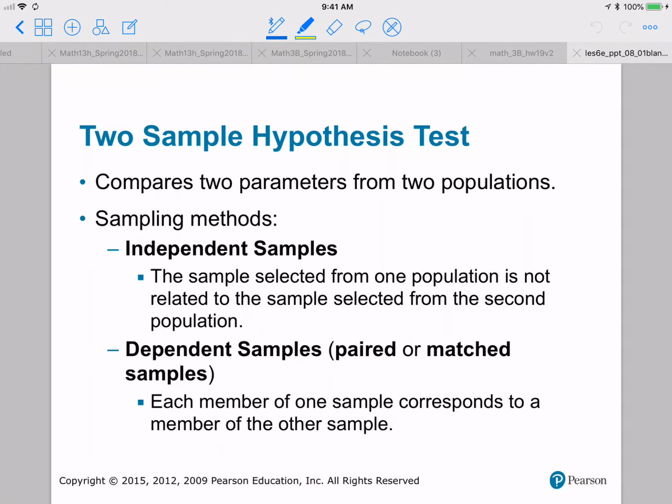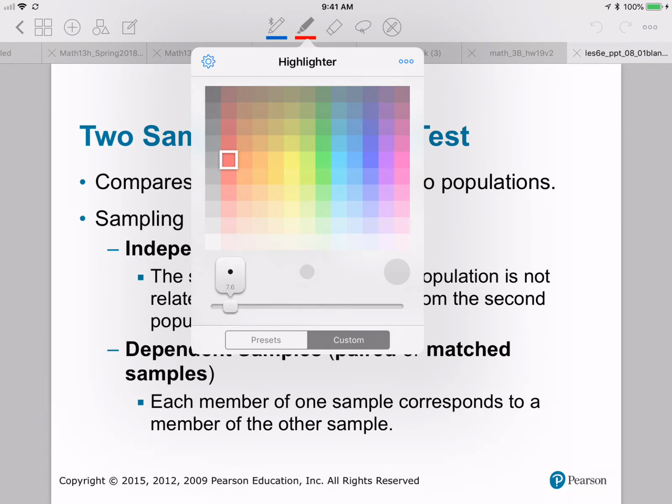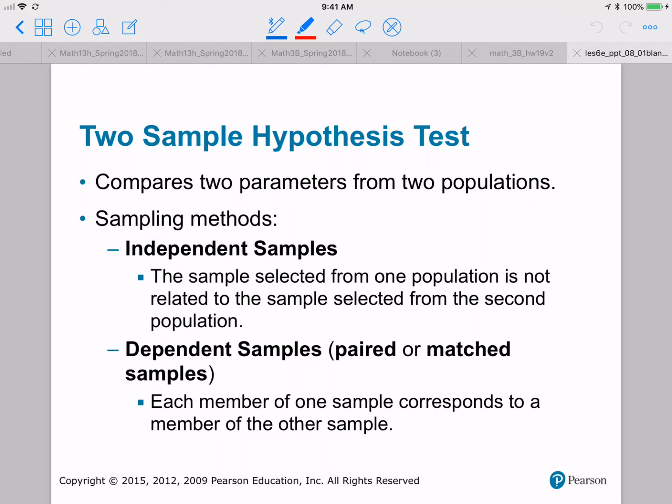Okay, so let's go ahead and get started with our first objective, which is learning the difference between independent and dependent samples. Okay, so an independent sample is two samples are independent when they are collected from populations that are not related to each other. Probably the easiest way to think of independent samples is that they are not dependent samples. And then what are dependent samples? Well, dependent samples are samples where each member of one sample corresponds to a member of the other sample.